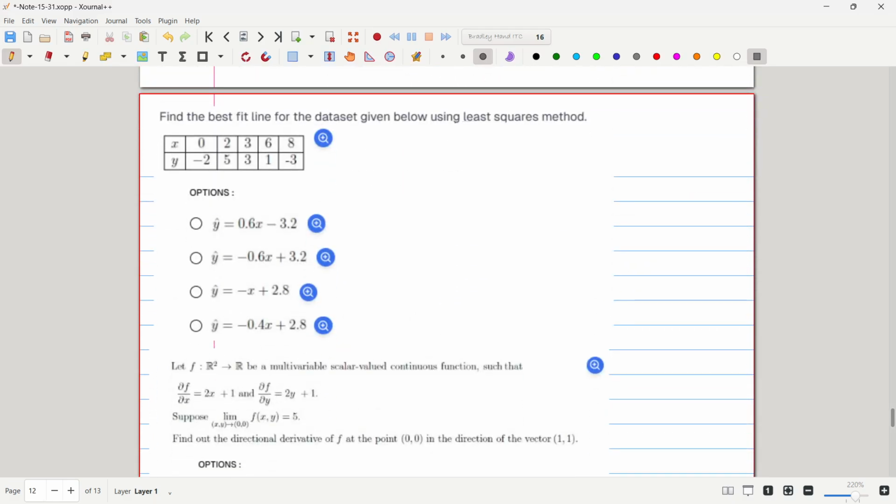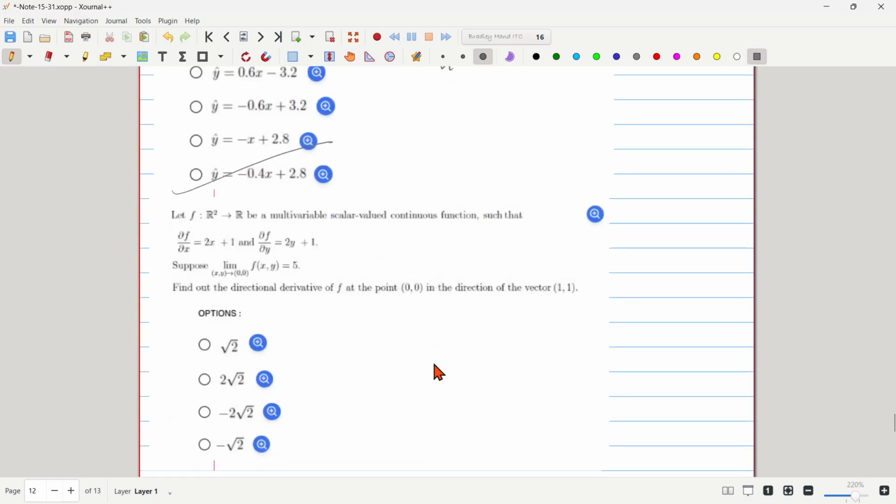Again, for the data set you need to find the best fit line. Using the same formula, you need to find m and c. What is m? n times summation of xy minus summation of x times summation of y, divided by n times summation of x square minus summation of x whole square. For c, summation of y minus m times summation of x, divided by n. Okay, so in this question, I think B is the correct answer. You can find it on your own.